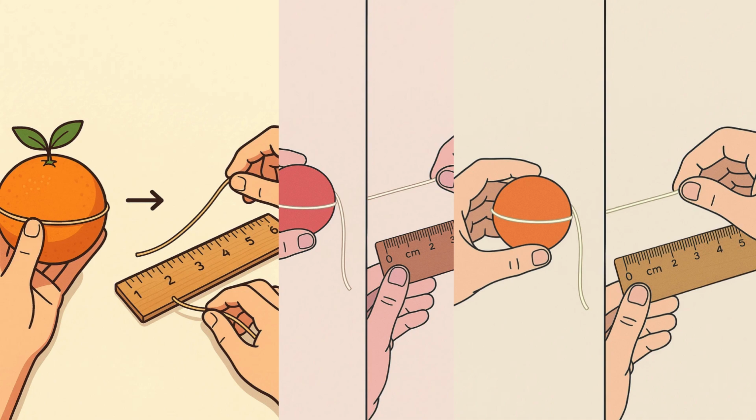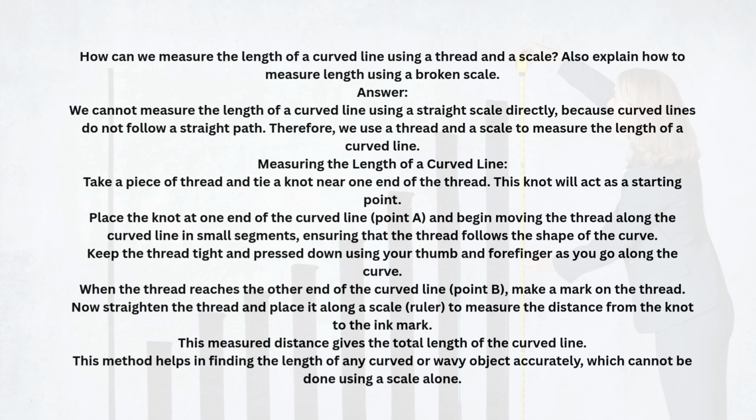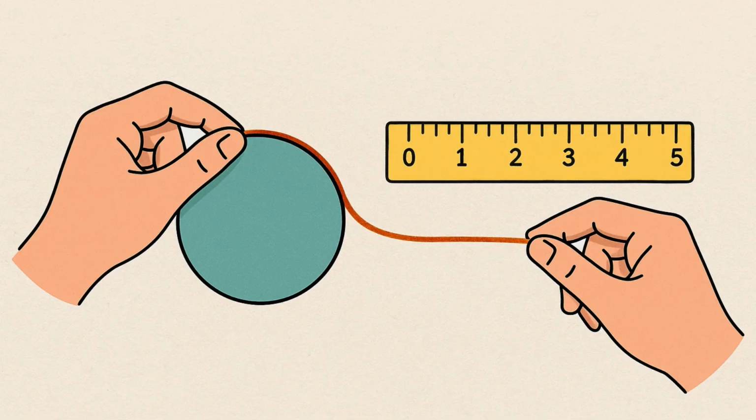Now take a piece of thread and tie a knot near one end of the thread. This knot will act as a starting point. Now place the knot at one end of the curved line and begin moving the thread along the curved line in small segments, ensuring that the thread follows the shape of the curve. Keep the thread tight, pressing down using your thumb and forefinger as you go along the curve.